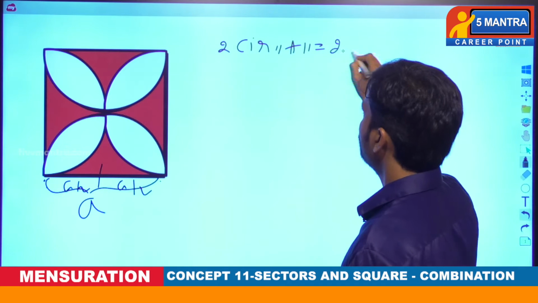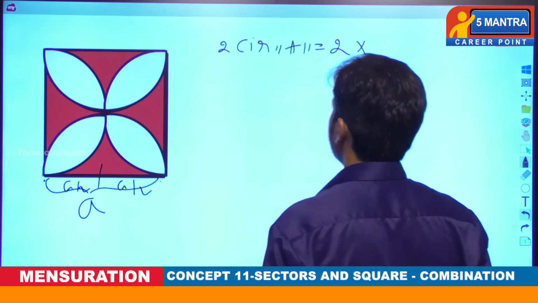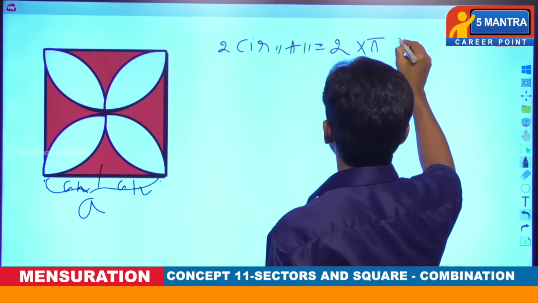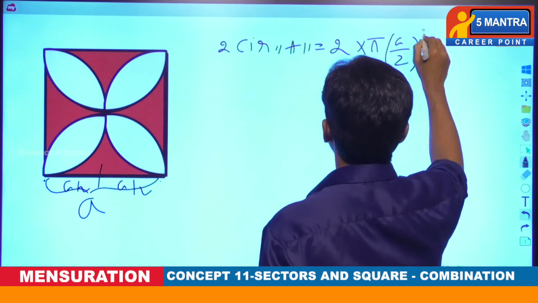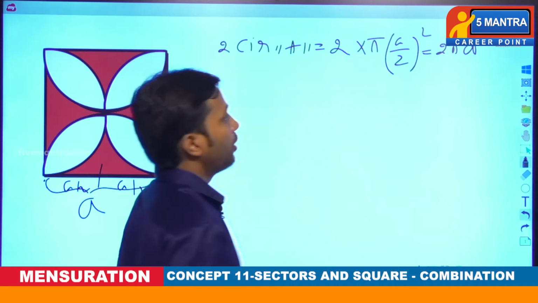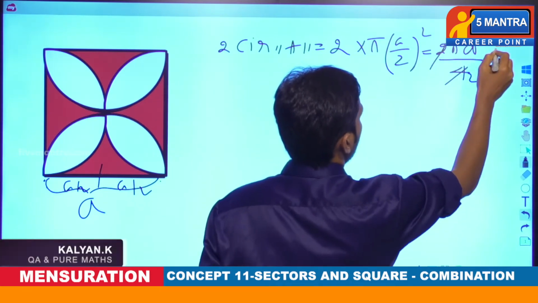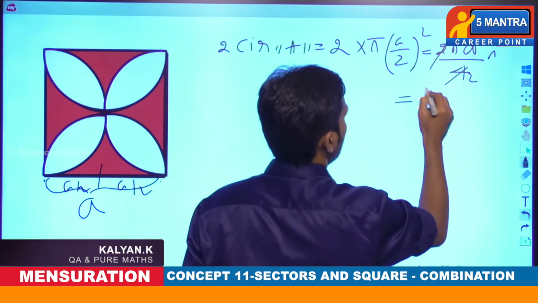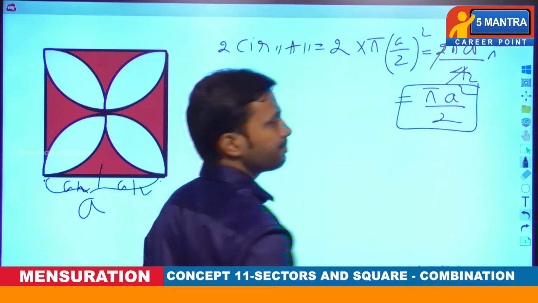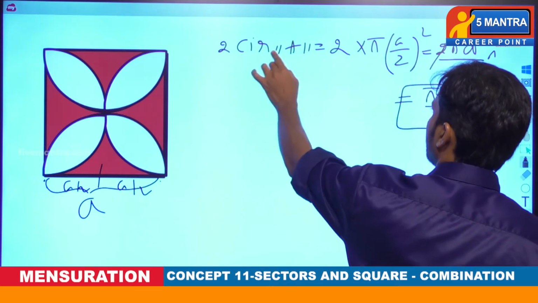Here two circles, which means 2 times each circle's area. Each circle's area will be how much? Pi r squared. R is how much? A by 2, whole squared. That would be 2 pi a square by 4, which would be pi a square by 2. Clear? So what is the sum of the areas of two circles? Pi a square by 2.